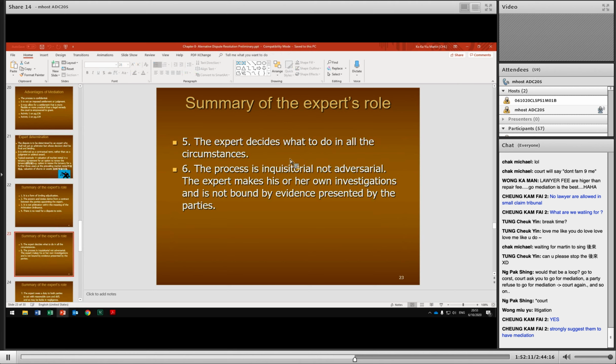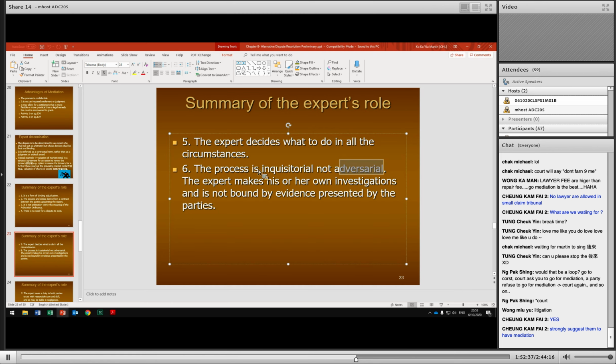The expert decides what to do in all the circumstances. He does not have to consult the parties. He has to do the research. He has to do the study by himself. Also, the process is inquisitorial. Inquisitorial means that it's not confrontational. It's not adversarial. Okay. So we know that in litigation, usually it's adversarial, just like a debate.